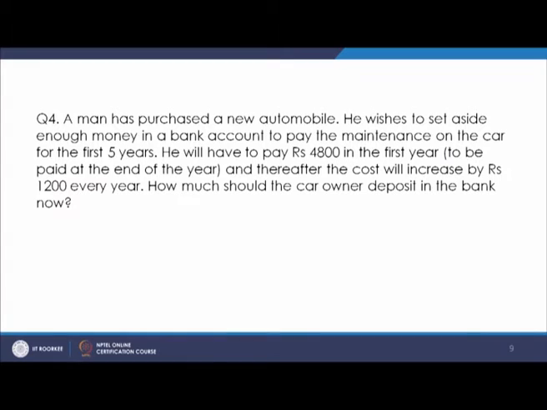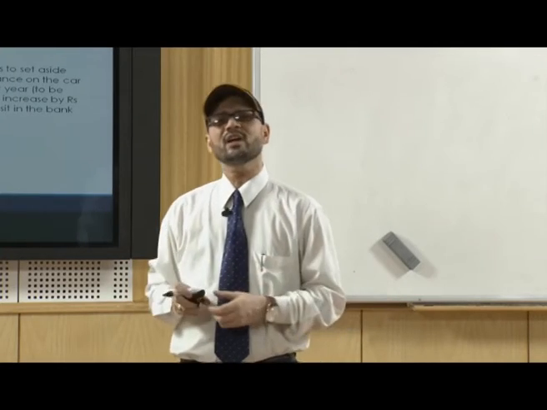Next, there is a question which talks again about the use of gradient series factor, where a man is purchasing a new automobile and he has to put aside some money in the bank so that he can pay the maintenance fee of the car every year end. For the first 5 years he has to pay 4,800 in the first year, and thereafter the cost will increase by rupees 1200 every year. So, how much should he deposit in the bank?